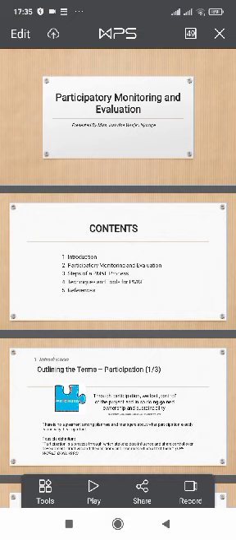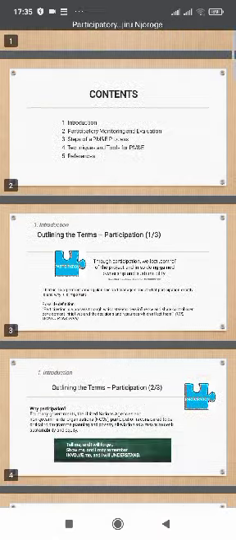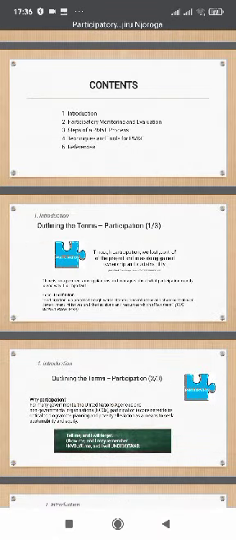Contents: introduction, participatory monitoring and evaluation, steps of the participatory monitoring and evaluation process, techniques and tools for participatory monitoring and evaluation, reference. Outlining the terms.